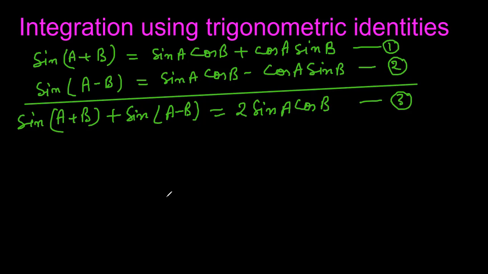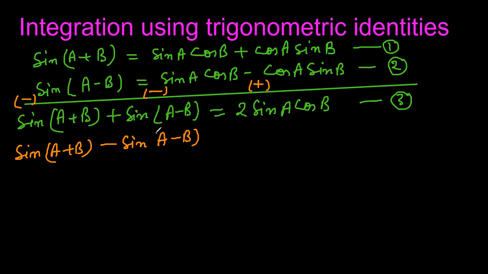The next, we would subtract. So now we're going to subtract these two, equation 1 and equation 2. Whenever we subtract, the sign of the second equation will change. Now this will look like sine of A plus B minus sine of A minus B is equal to, when you subtract, you can see easily up there.